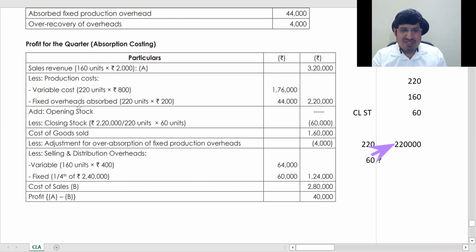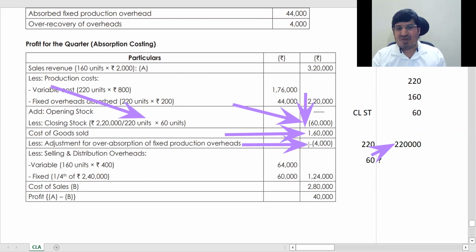Okay, the same thing you did here in this computation. This is how you have found this out: that for 220 units, 2,20,000 is the cost. What is it for 60? That's how you found this. Okay, so when you do 220 minus 60, you get this, which is called cost of goods sold. And at this stage you have to adjust that over absorption of 4,000. Okay, just like we saw in the proforma, we are doing the same, we are not changing anything here.